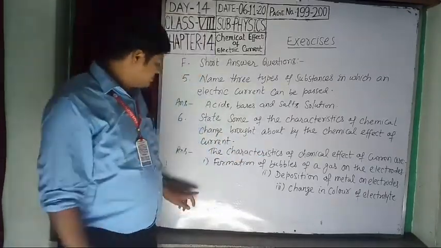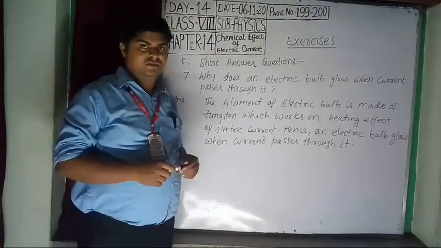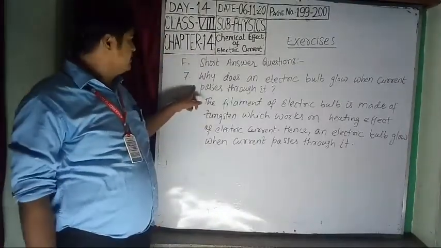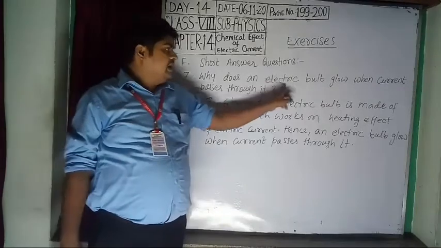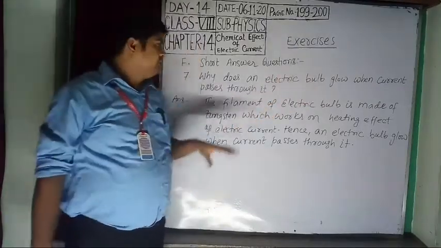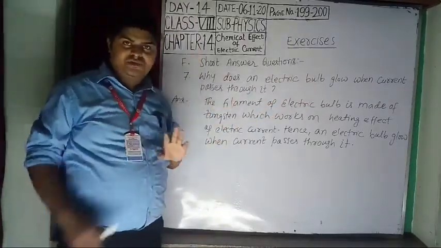Okay, now let us see question number 7. Students, see question number 7. Why does an electric bulb glow when current passes through it?